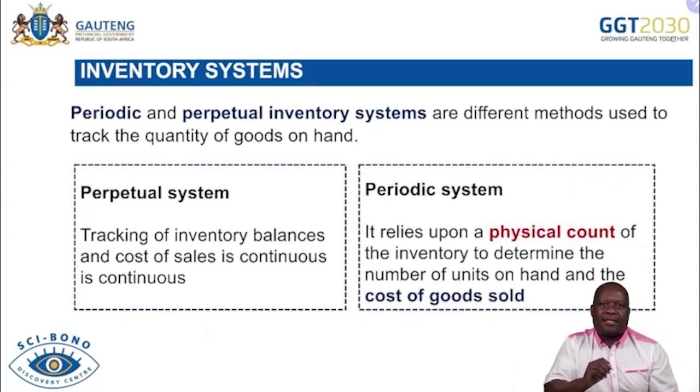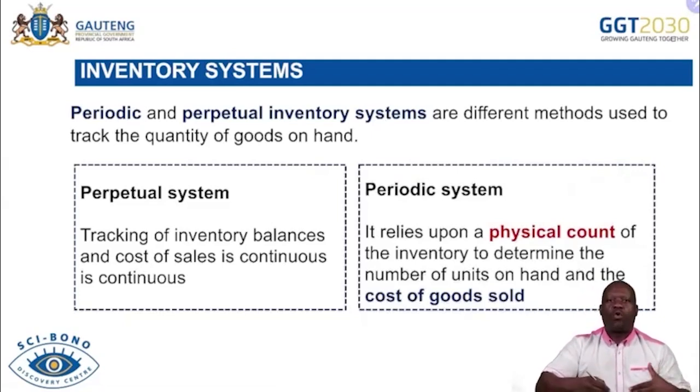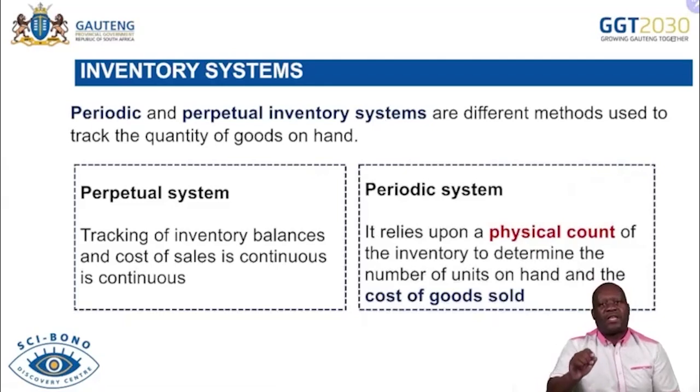But it says here, it relies upon a physical count of the inventory to determine the number of units on hand. And then, using the number of units on hand, we can find the cost of goods sold. Perpetual, continuous. Periodic, after a certain period, we go and do a physical stock count.